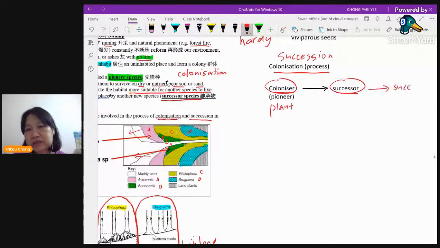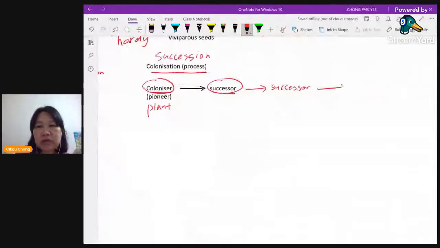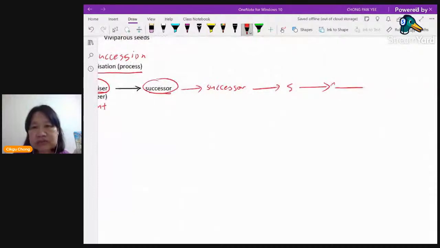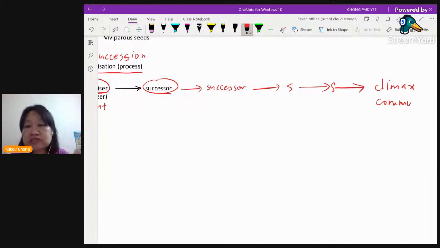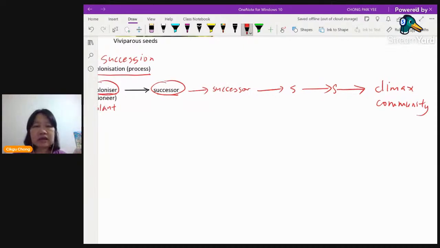Okay, successor, and so on until you get what? You go through many rounds, right? Successor, until you get your climax community, which is your tropical rainforest. If you're talking about Malaysia, Indonesia, Brazil, and all that, this is our tropical rainforest. We call it climax community, after going through a few rounds of succession. Okay, climax community. Okay, now let's go on.